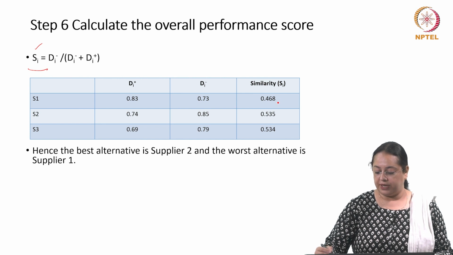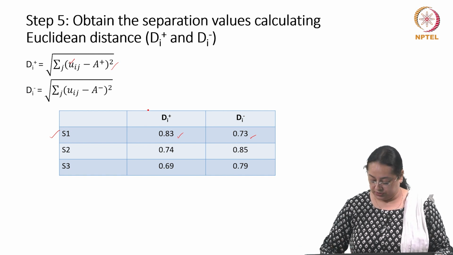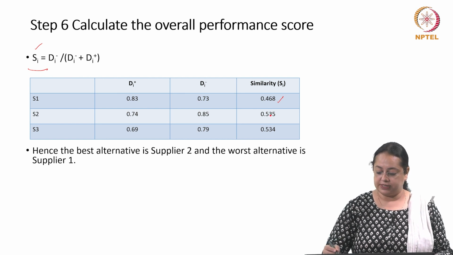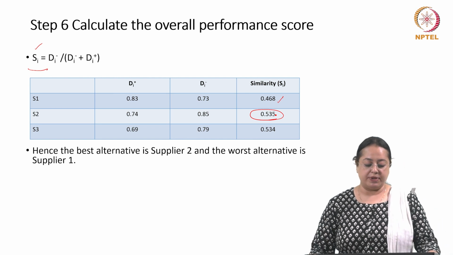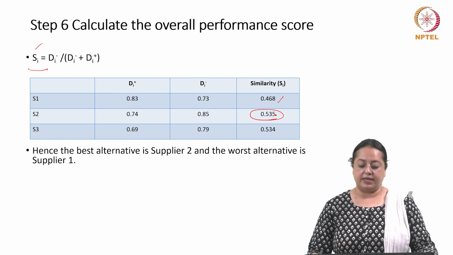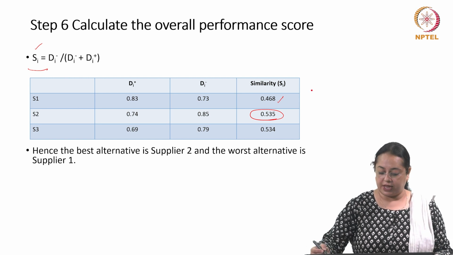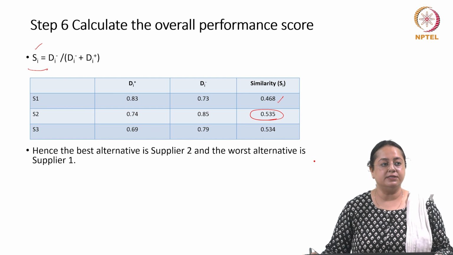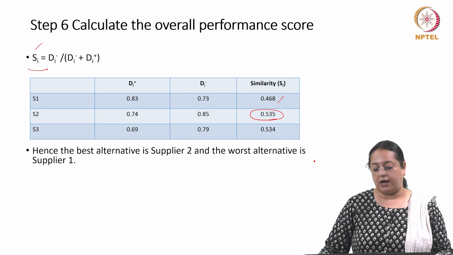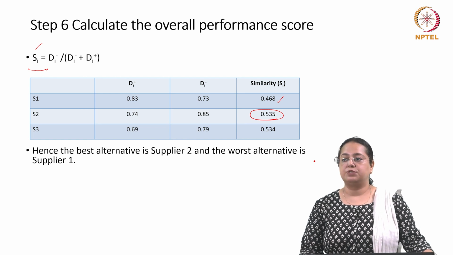So after computing this using our data from the separation values, the best alternative out of this is this one. So this is the best alternative, that's supplier S2, and the worst alternative is supplier S1. Okay, so this is how one can arrive at it. We can rank the alternatives, hence the suppliers, or we can select the best supplier among many alternatives. So this is how we can use this method.